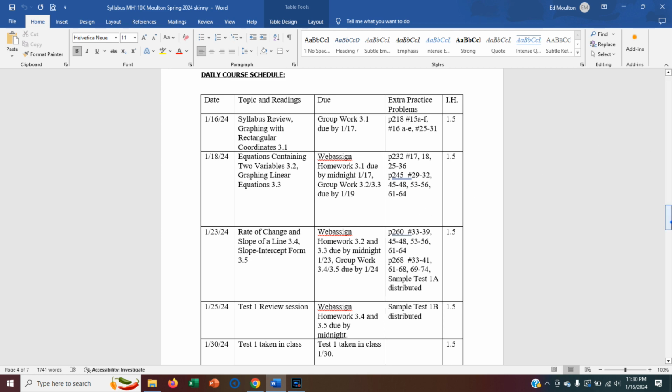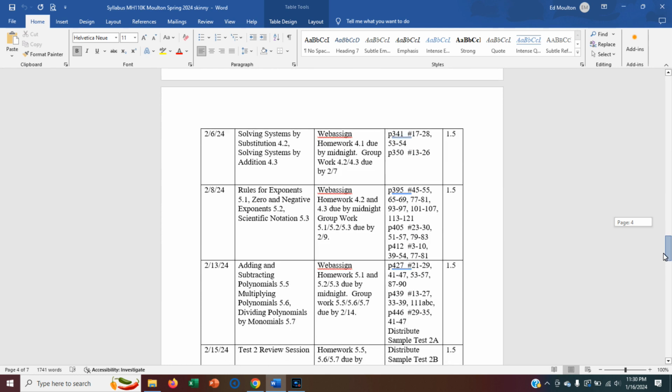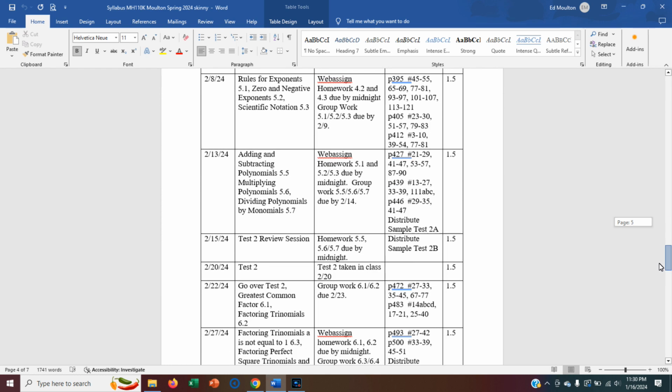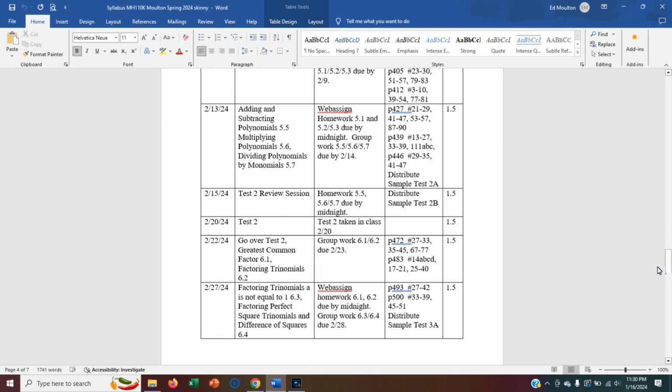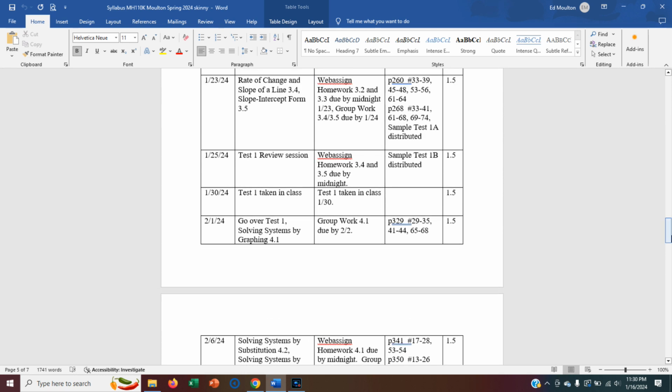That's pretty much everything I need to say about the syllabus. I usually keep pretty well to the dates on the syllabus, so do expect those tests to be on those exact dates. For instance, you can see test one is taken on the 30th. There's one thing I want to say to you about this.